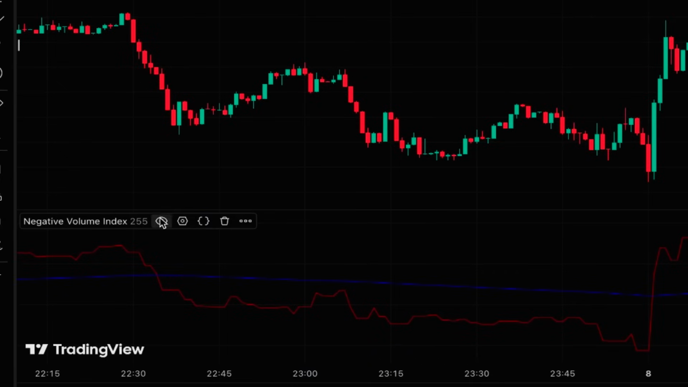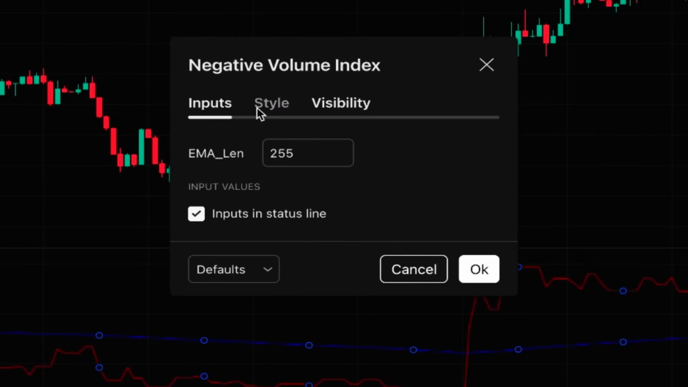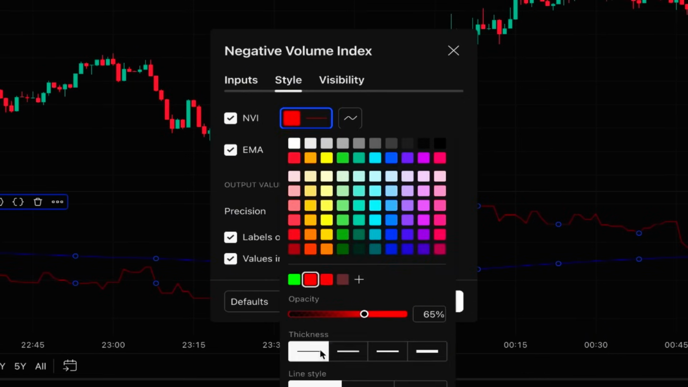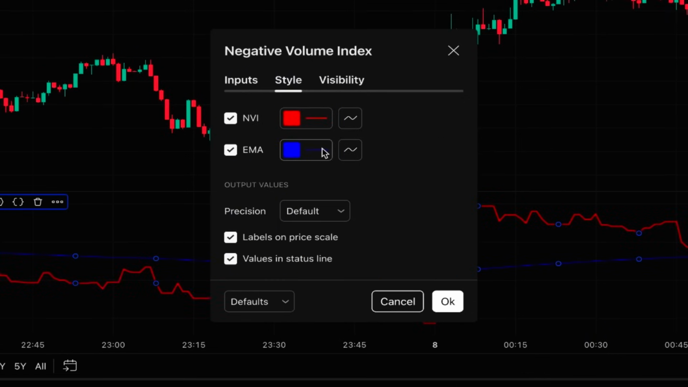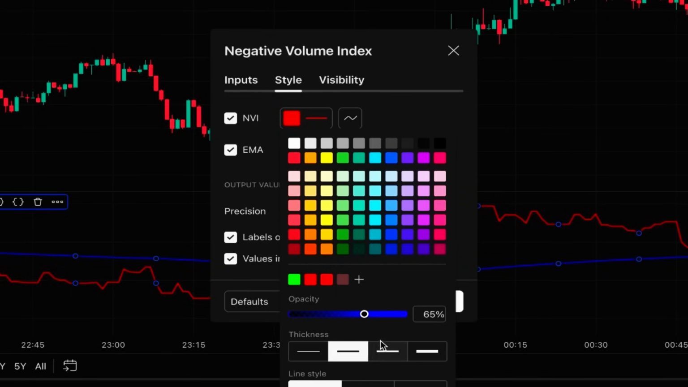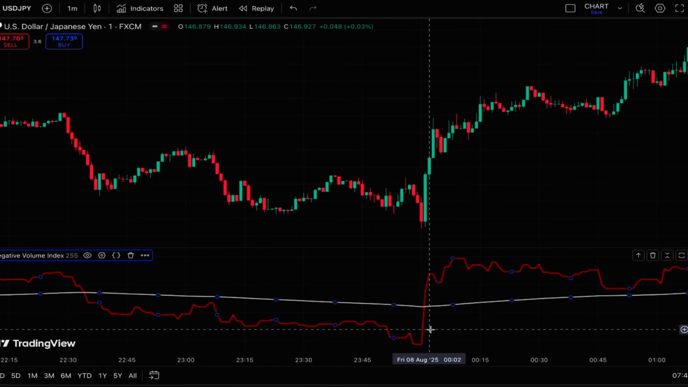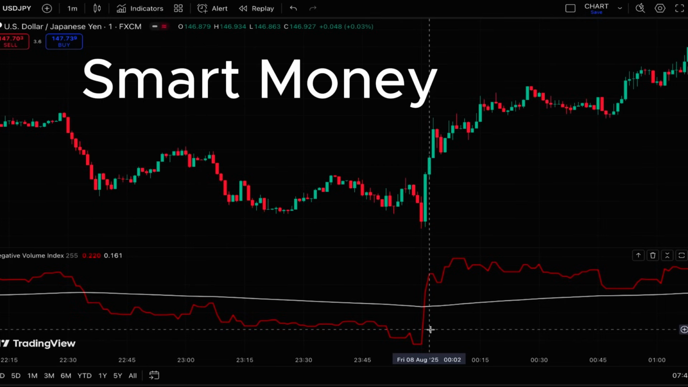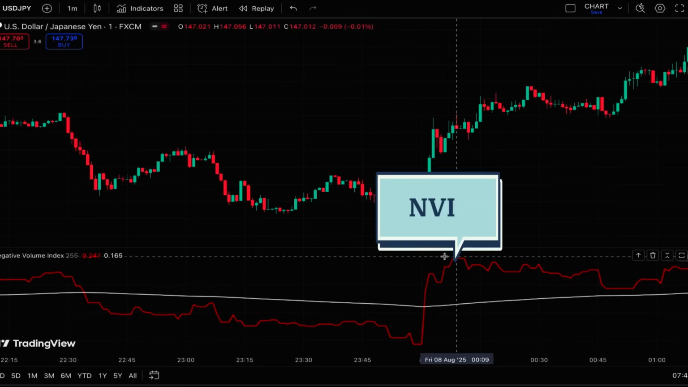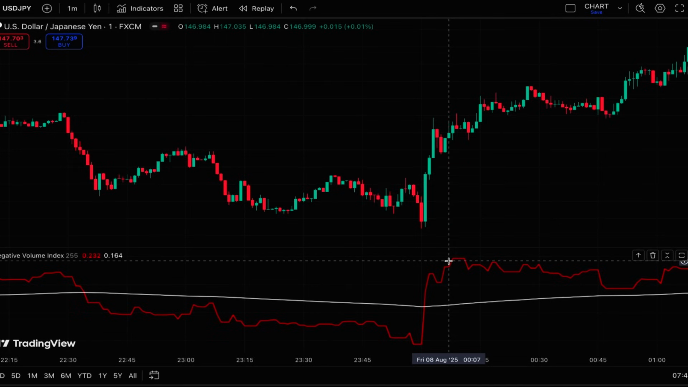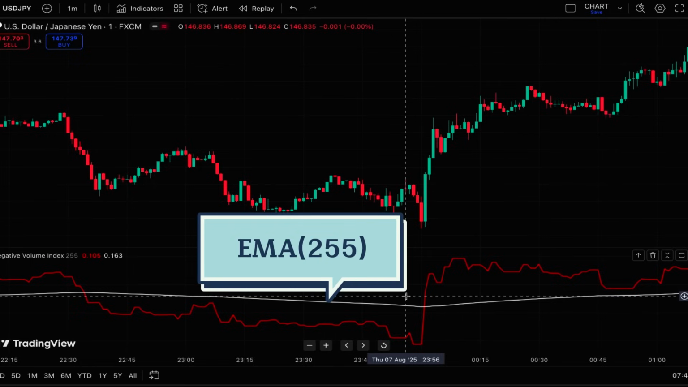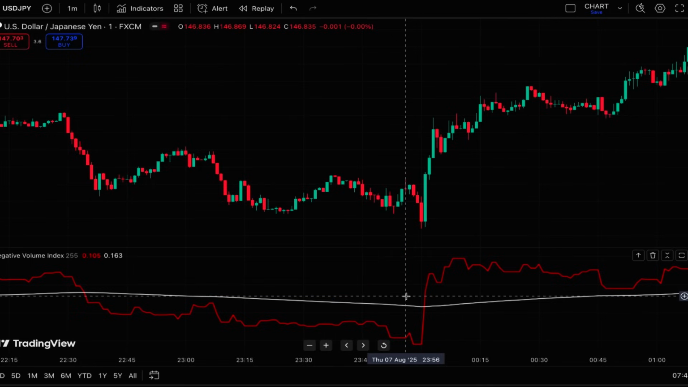First, we go to the settings of the indicator, and here in the style tab, we increase the thickness of the line so they will be better visible on our price chart. For this one, we also change the color to white so we can better see the line. Alright, this indicator is a cumulative indicator that uses volume data to determine when the smart money is active in the market, the money that is flown into the market by large and institutional traders. This red line here is the NVI line, and the white line is a 255 period exponential moving average of the NVI line.